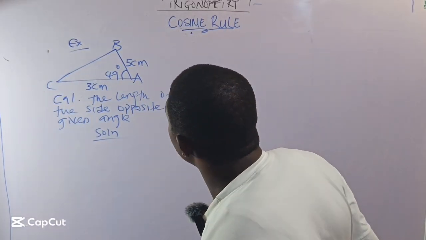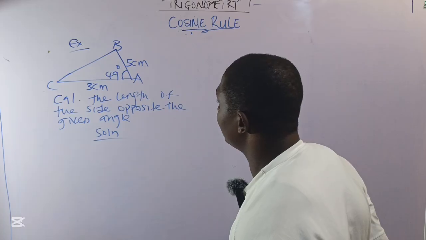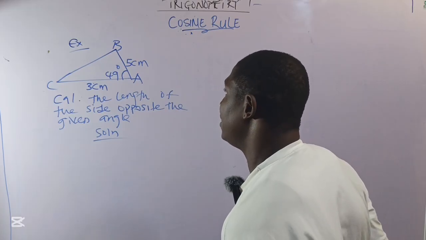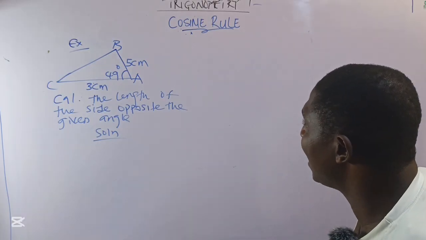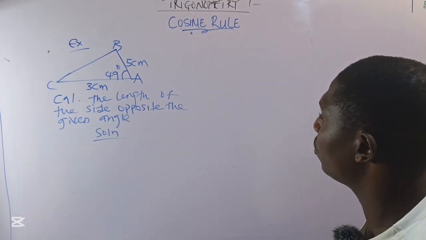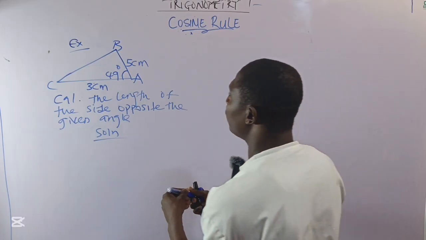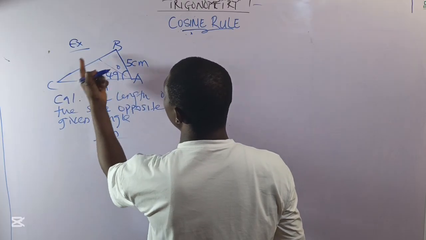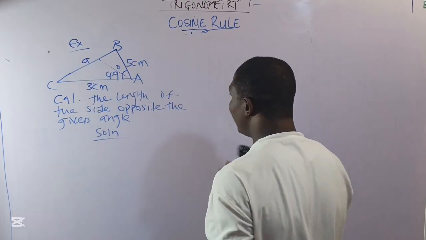So we have CA to be 3 centimeter, AB to be 5 centimeter, and angle BAC, which is the same as CAB, to be 49 degree. They said we should calculate the length of the side opposite the given angle. Take note, the length of the side opposite to this given angle is CB, which I can take as small letter a. So let's calculate it.